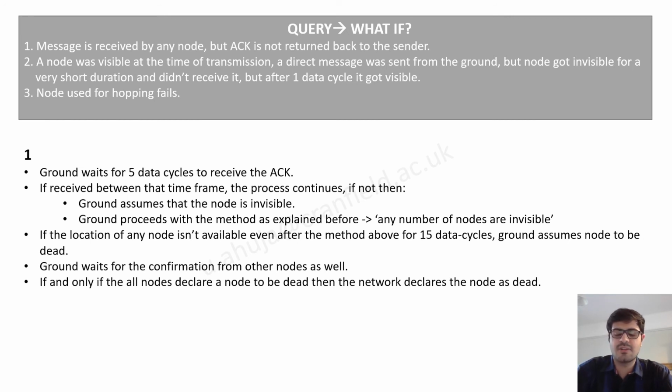So it could be that in any of the clients or the client-server model, or in any of the nodes, any of the agents has fallen down, or may have crashed. Then how do we assume that it has crashed? That's the case we see through the communication. Also, the ground waits for the confirmation from all other nodes as well. So if every other node is saying, okay, I'm not able to receive data from this node for a while, for 5 data cycles, then the whole system will say, hey, this node is dead.